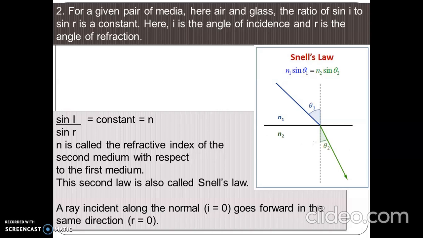A ray incident along the normal, that is i is equal to 0, goes forward in the same direction, that is r is equal to 0. Same thing you can see in the diagram. When the angle of incidence, that is i is equal to 0, which is shown by a dotted line, the angle of refraction is also 0.